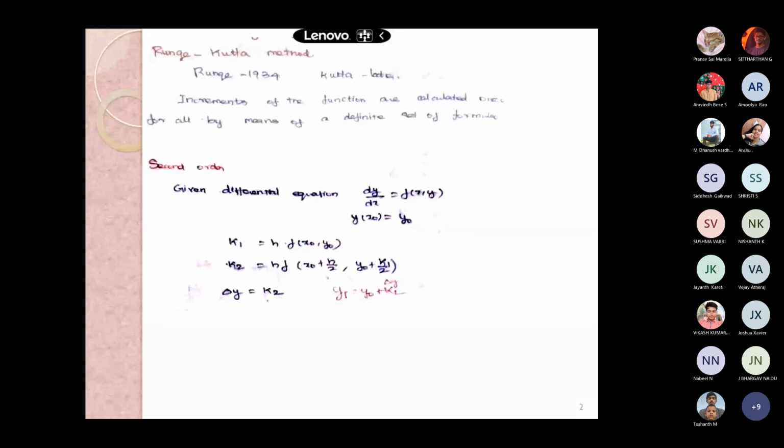This is the given set of mathematical formulae. If we have a function y, then dy by dx is equal to f of x comma y. k1 is equal to h into f of x naught comma y naught, and k2 is equal to h into f of x naught plus h by 2 comma y naught plus k1 by 2, and delta y is equal to k2. Through delta y we can find our y1. y1 is equal to y naught plus delta y. This is the way that we are going to approach the Runge-Kutta problems.